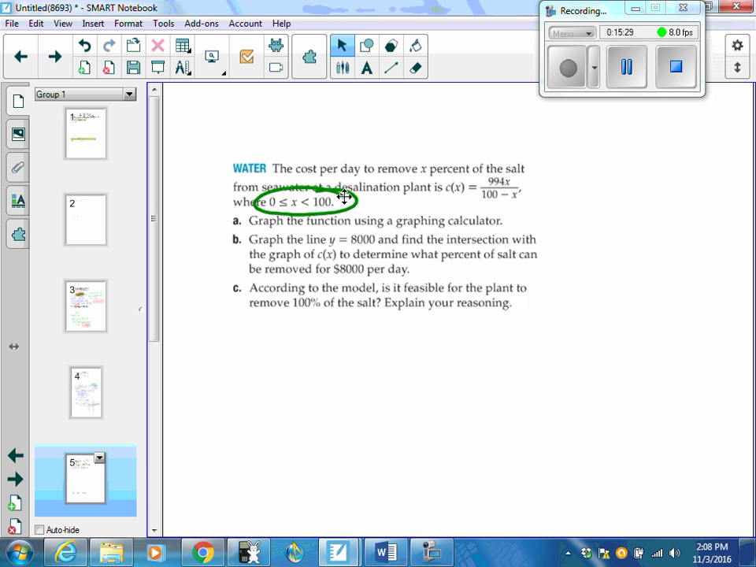Okay, you have some work to do on 2.4, 2.5 problems, and then you also have a review.